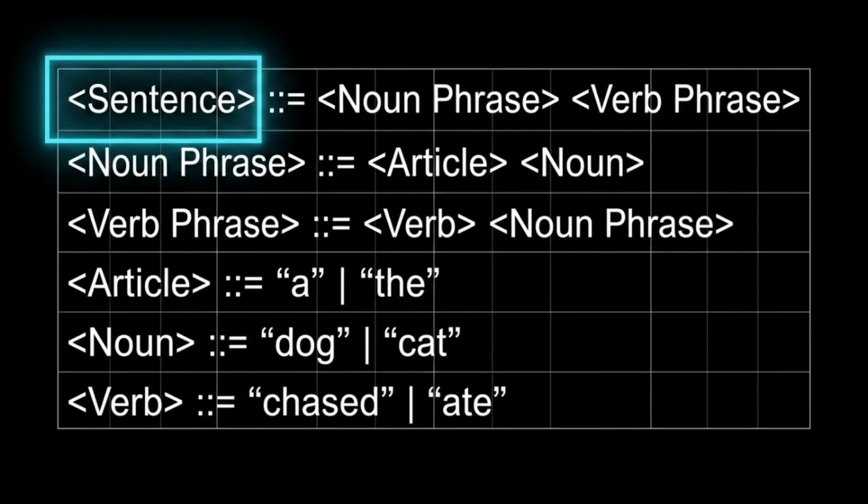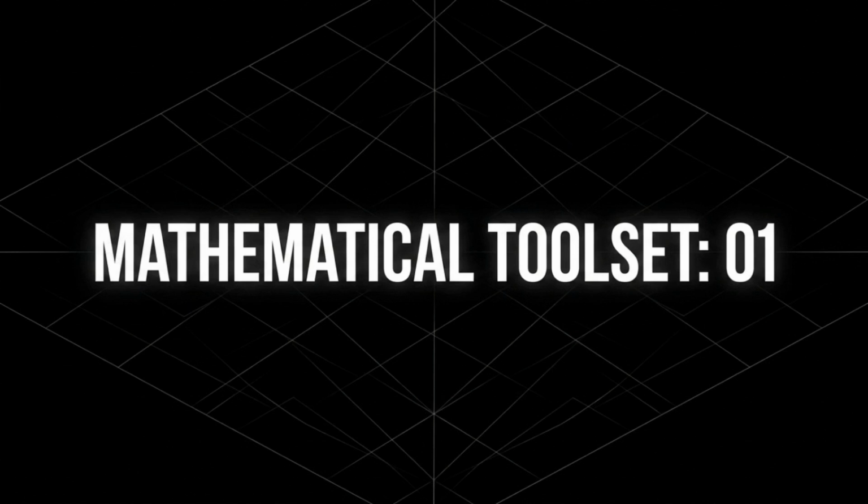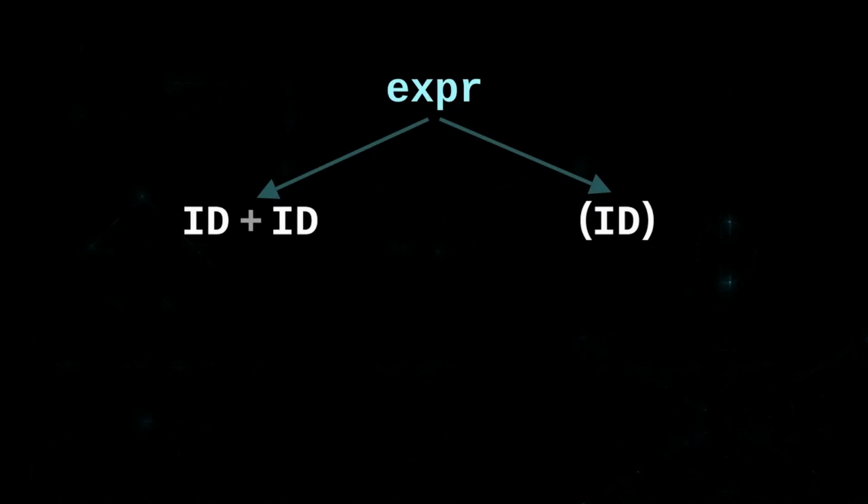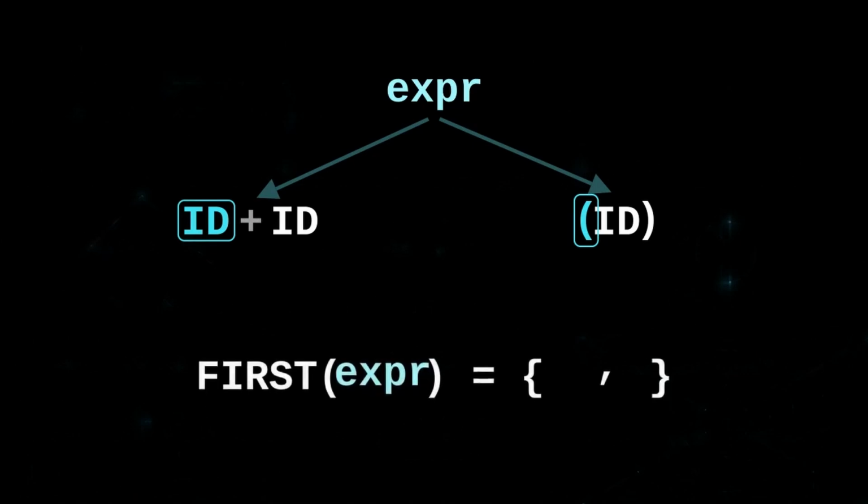To give a parser foresight, we first need to extract specific rules from the grammar. We begin with a tool called the first set. The first set identifies the specific terminal characters that are legally allowed to begin any string generated by a rule. In this expression, the set isolates ID and the open parentheses as the only valid starting points.